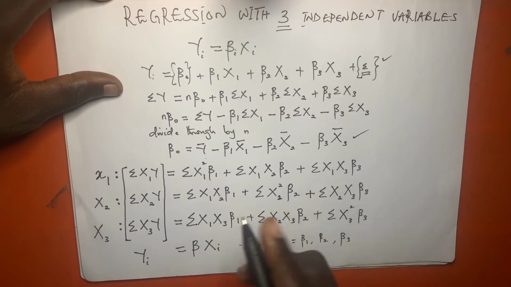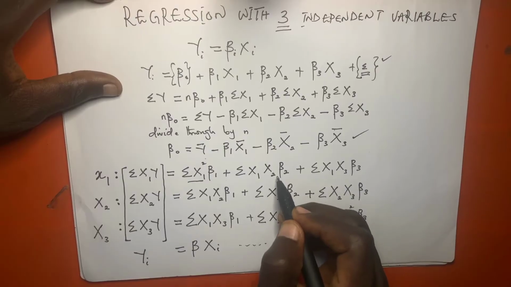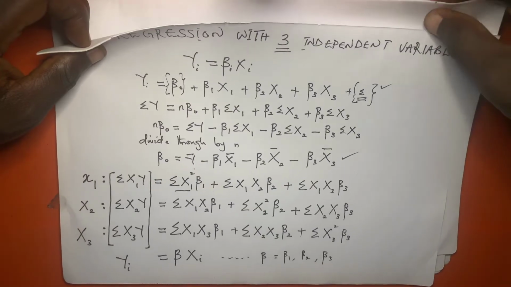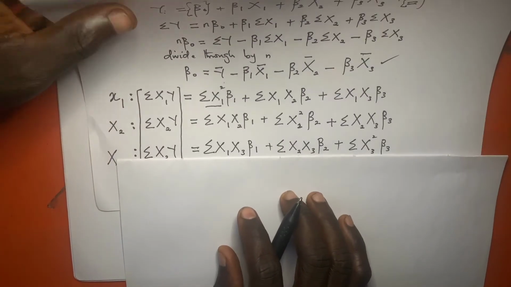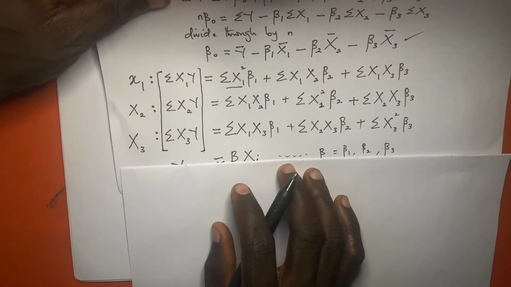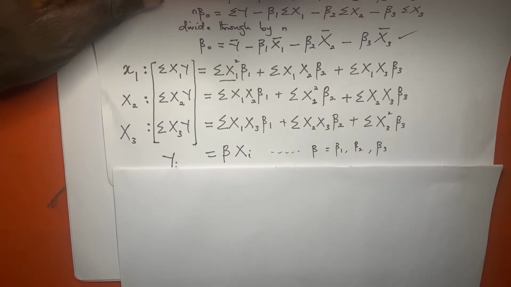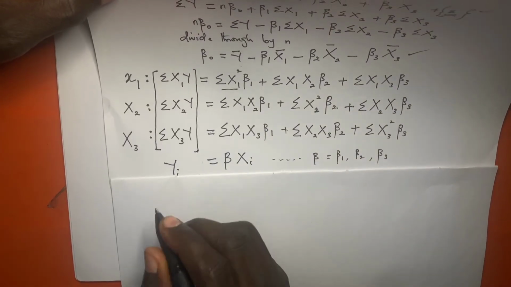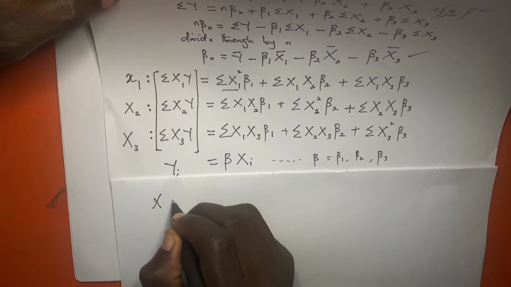The coefficient of beta 1 here is summation x1 square, summation x1 x2. So that is exactly what we need to bring out now. All right, so this is how we're going to run this. I don't know if we can actually see this. Okay, let me put it this way. All right, hope we can see clearly. I want to present this in matrix form.